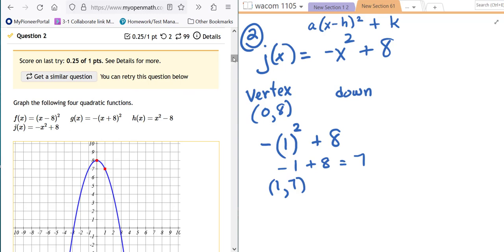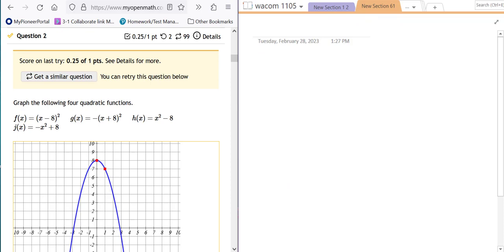That graph is okay. All right, so I'm going to skip those other graphs because it seems like we're just doing the same thing over and over. But I wanted you to see a negative, and I wanted you to see it when it was just x squared. So this one up here, x squared minus 8, that vertex is going to be (0, negative 8). So, all right, ready for the next one. So we're going to go to question 3.